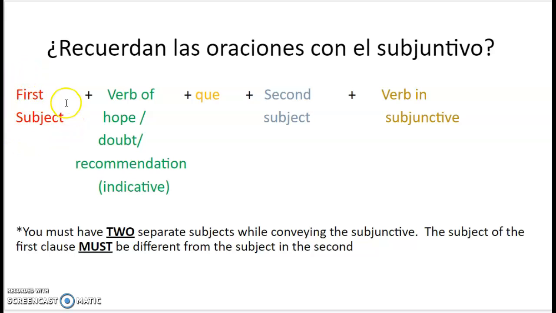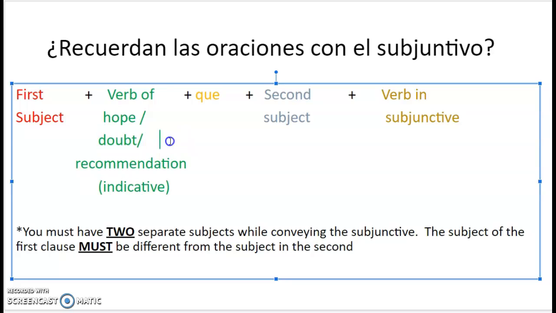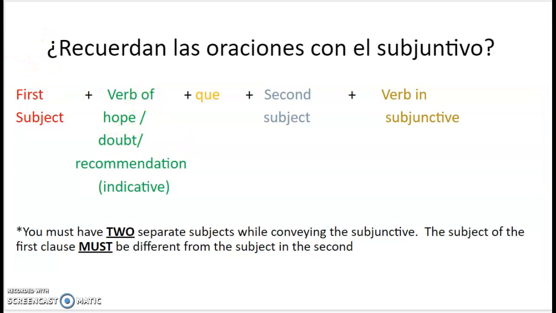We have the first subject. Then we're going to have a verb of hope, recommendation, and now we're adding doubt to the list. So verb of hope, doubt, or recommendation, and that verb will be conjugated in the indicative mood. Then we have our que, we'll have our second subject, and then the next verb will be conjugated in the present subjunctive. Remember that we're only working with the present tense for now.